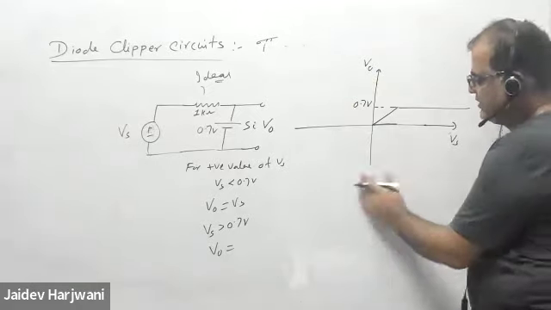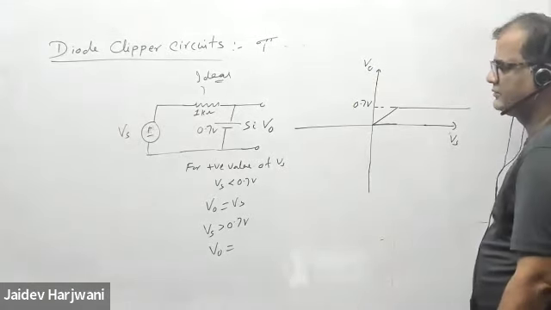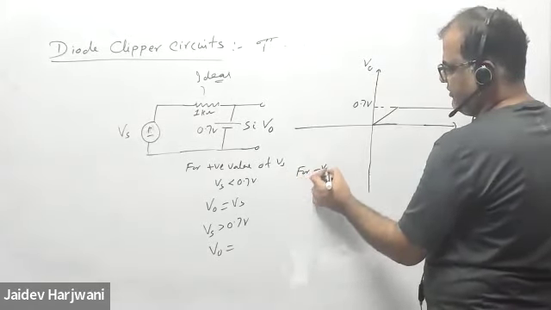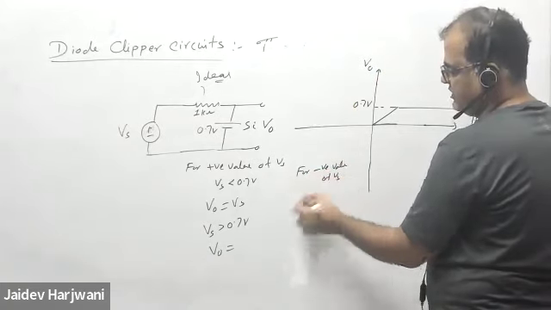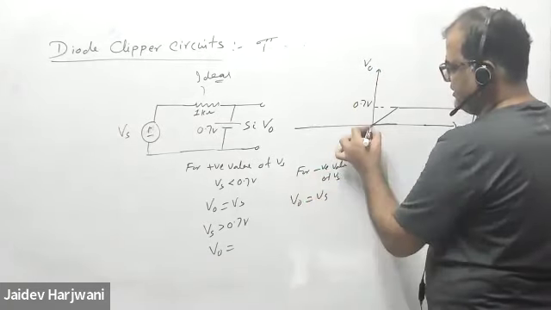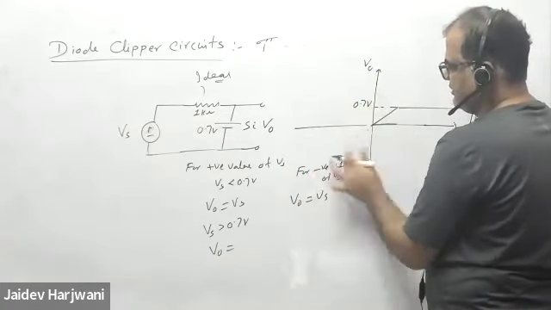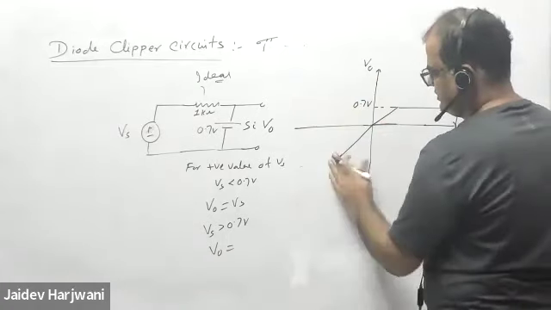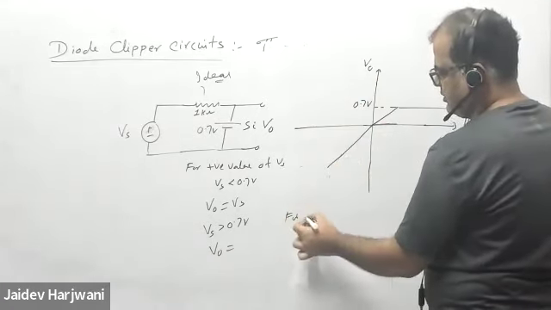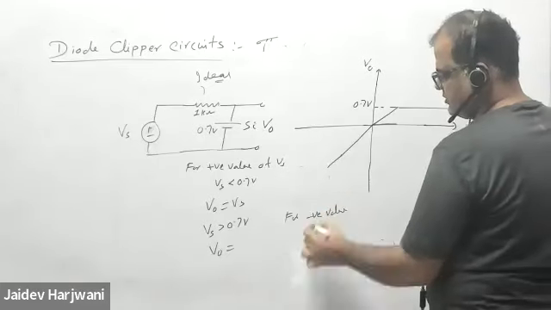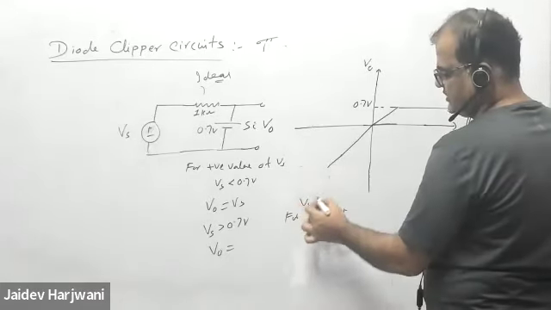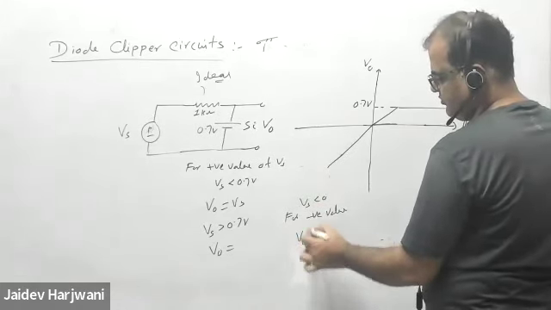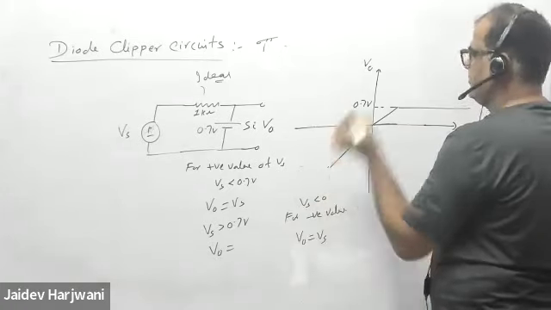What about the negative cycle? For the negative cycle, V naught is equal to the negative value of Vs. V naught will always be Vs. If it is negative, it will remain negative, so this curve will continue for negative values. Or we say when Vs is less than 0, then V naught is always equal to Vs. That's the curve.